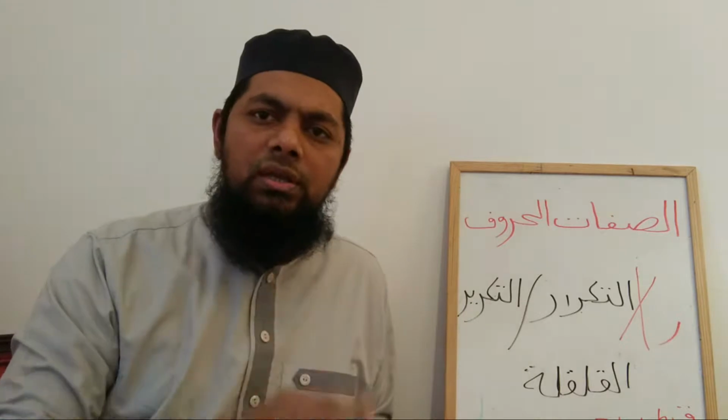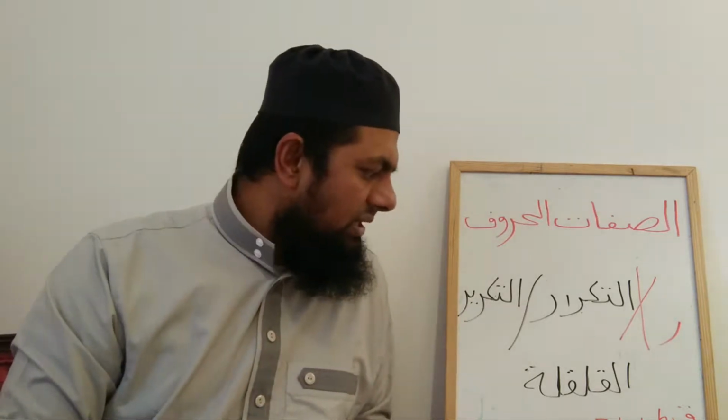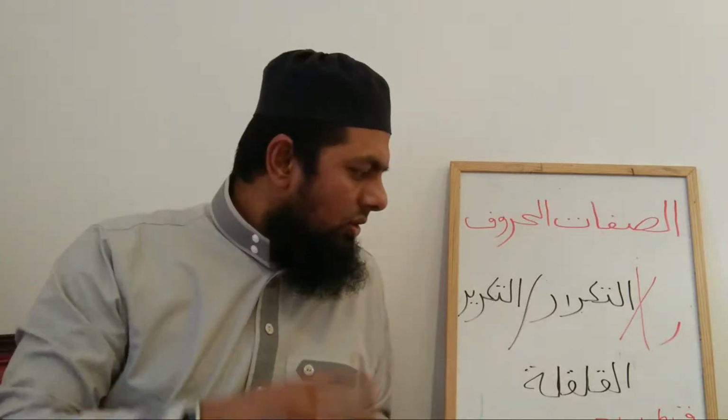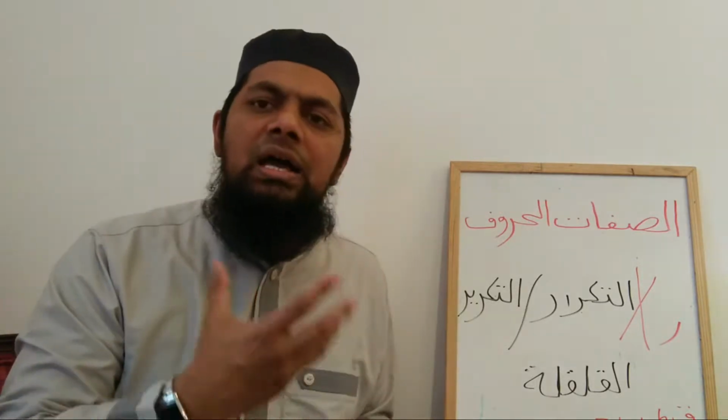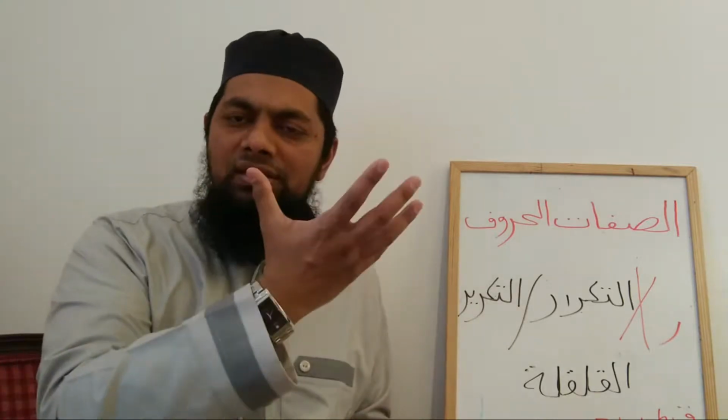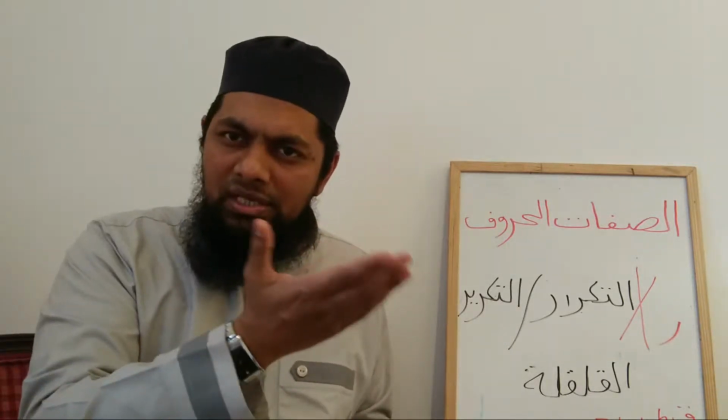Hajj. Tabbat yada abi lahabin wa tabb. This is the strongest form. The middle is ahad, falaq. It's not as strong as the shadda, but it's at a medium level. And the weakest form is walaqad darabna.